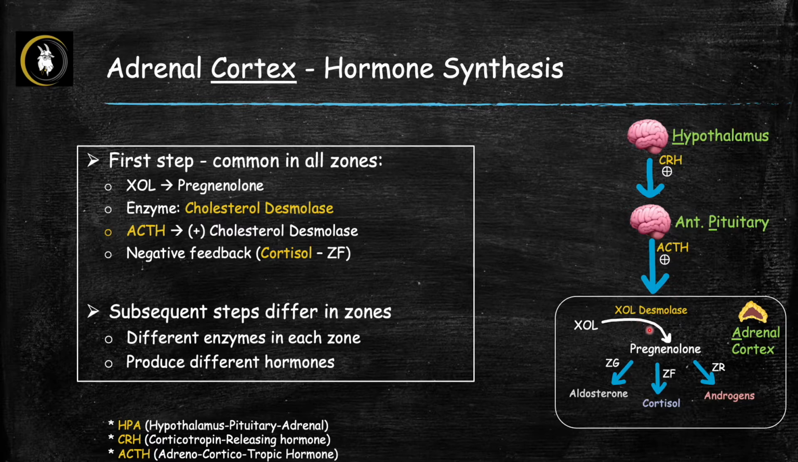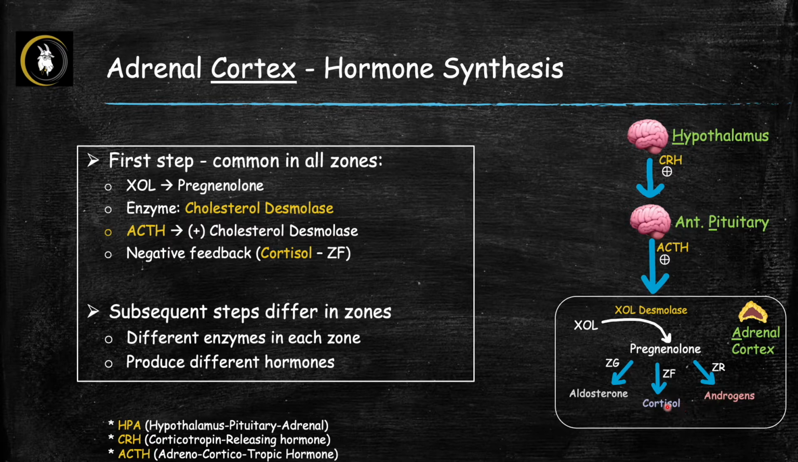And so what's going to happen then is that once this pregnenolone is synthesized, then in each of the different zones, it's going to undergo different reactions and ultimately make different end hormones. So in the zona glomerulosa, you're going to make aldosterone. In the fasciculata, you're going to make cortisol. In the reticularis, you're going to make androgens.